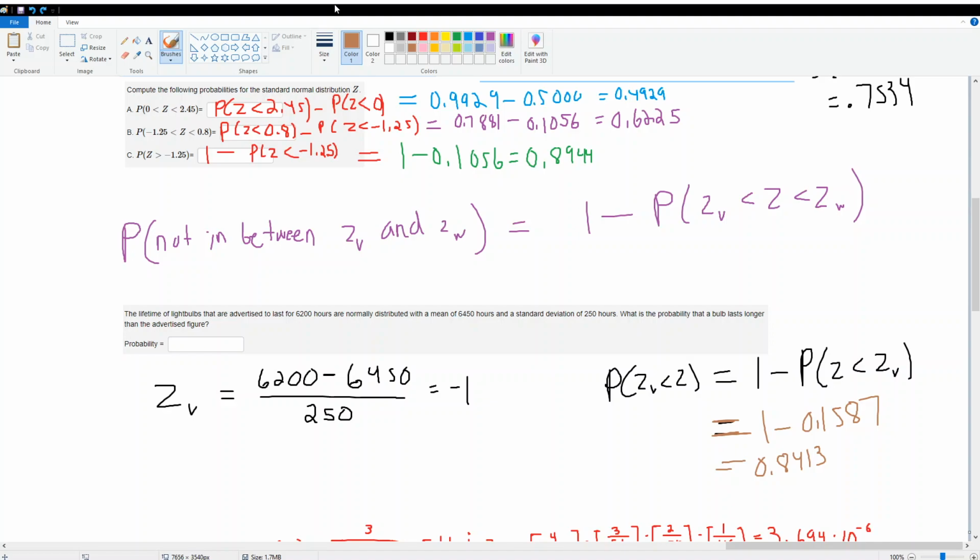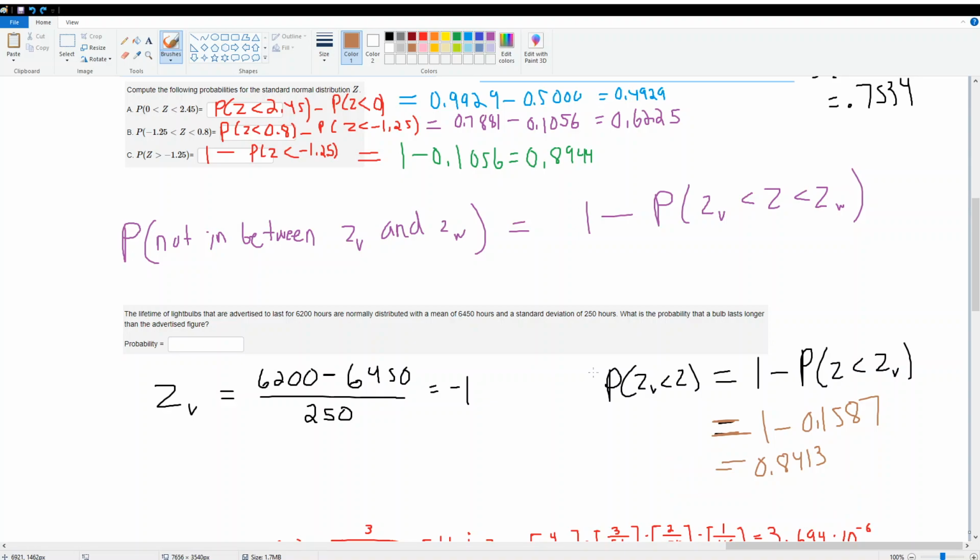On the test, this would be an answer choice, and you'd only get half credit because you did correctly find the z-score and got a probability associated, but you didn't use the complement law at the end. So that's our correct answer.